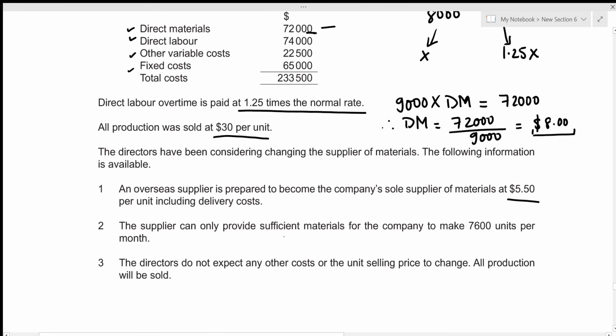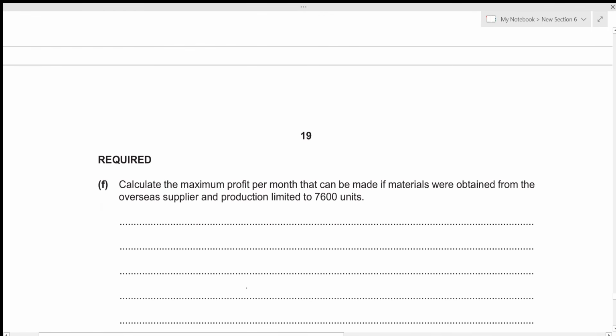Secondly, the supplier can only provide sufficient materials for the company to make 7,600 units per month. So previously we were talking about 9,000, but we have to cut down the total output to 7,600 now. And the directors do not expect any other costs or the unit selling price to change. So the unit selling price will remain at $30, and there will be no extra cost other than these given right here. And all production will be sold. So our assumption is that all 7,600 units will be produced and sold as well. Now let's have a look at the question. We need to calculate the maximum profit per month that can be made if materials were obtained from the overseas supplier and production limited to 7,600 units.